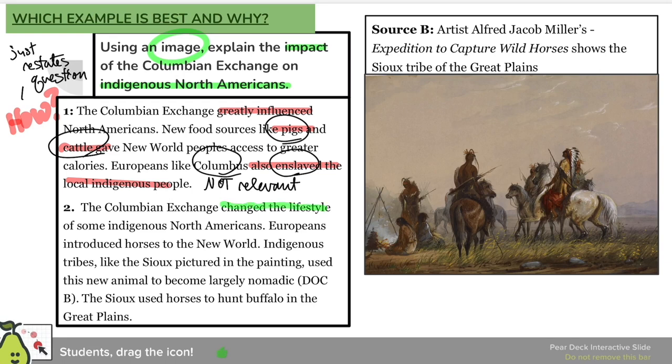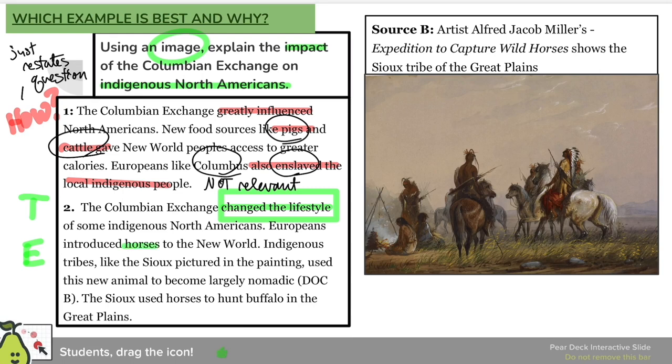In this statement, the Columbian Exchange changed the lifestyle of some indigenous North Americans. A change is an effect. So it's not just saying the Columbian Exchange did affect the Native Americans. It says how it affected. It changed the lifestyle. So that is our topic sentence. The sentences that come after the topic sentence are going to be evidence to back up that claim. We make the claim that the Columbian Exchange changed the lifestyle of some indigenous North Americans. Well, now we need evidence. And one of the pieces of evidence that we use has to be this image.